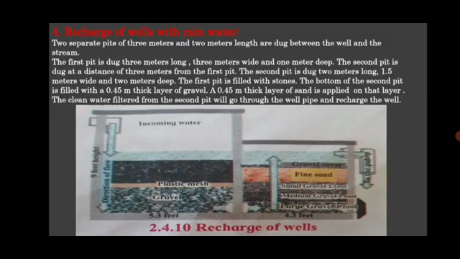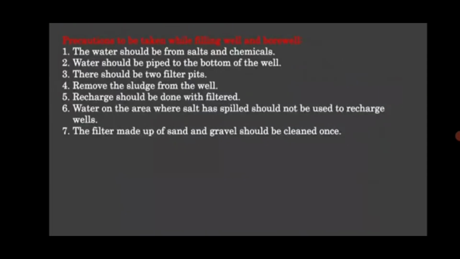The waste, the mulch, etc. from the river water will be settled in the first pit, and the water without particles will go through the pipe to the second pit. Then the clean water filtered from the second pit will go through the well pipe and recharge the well. So this is a process for recharging of well with the rainwater.